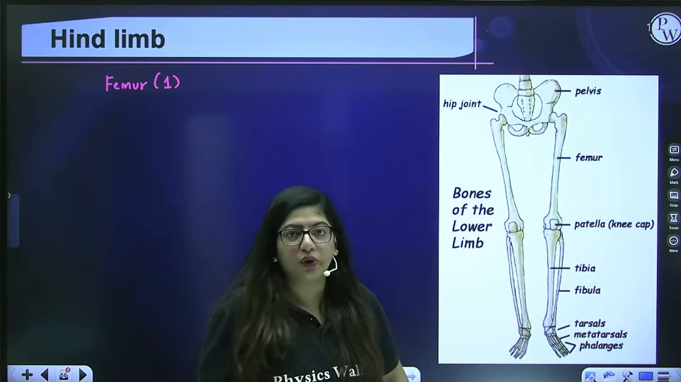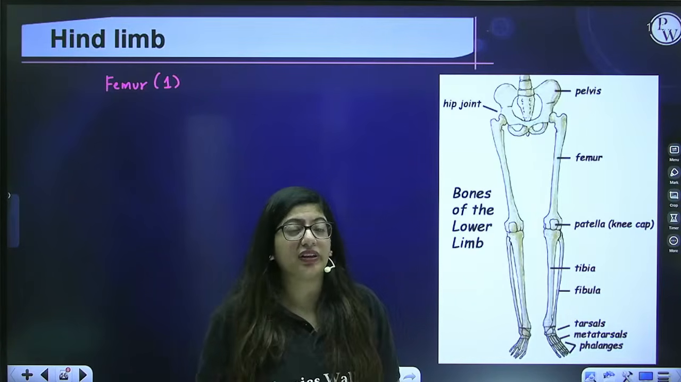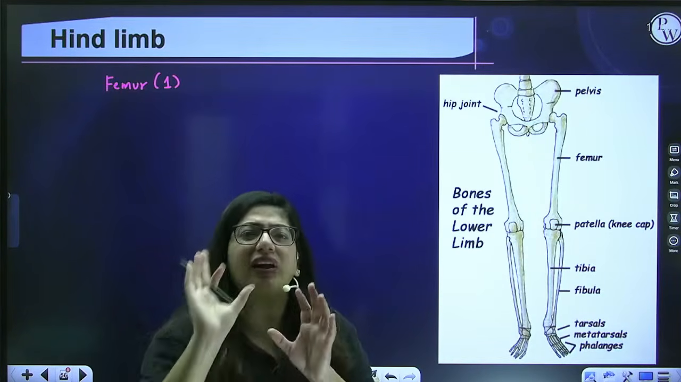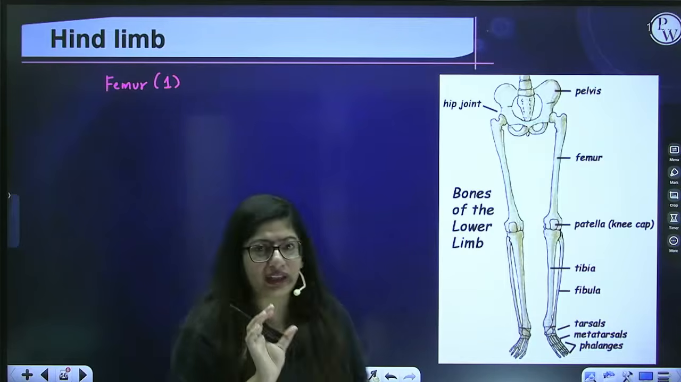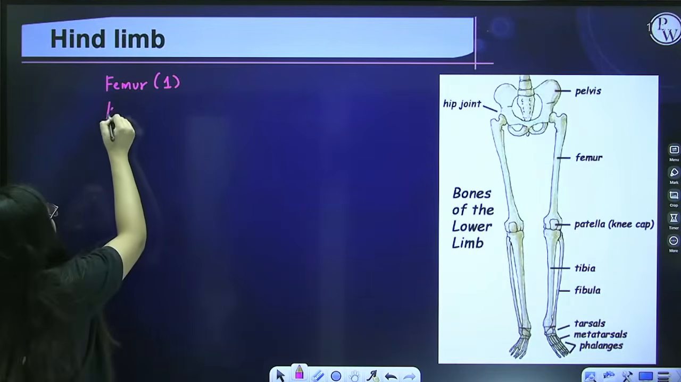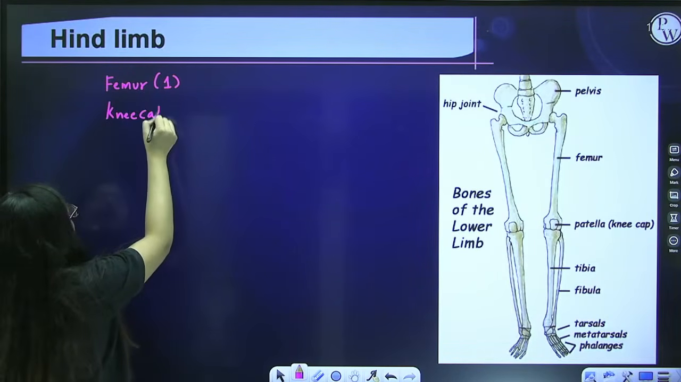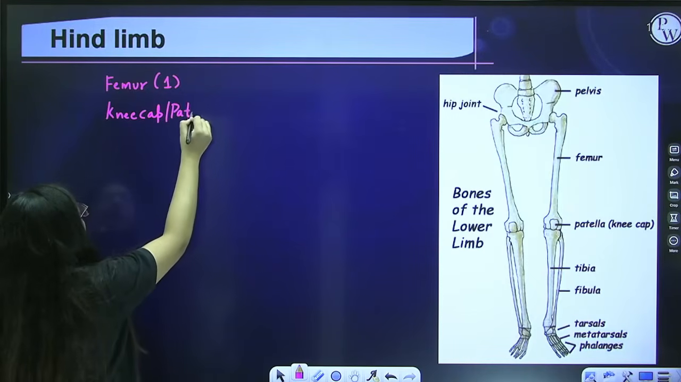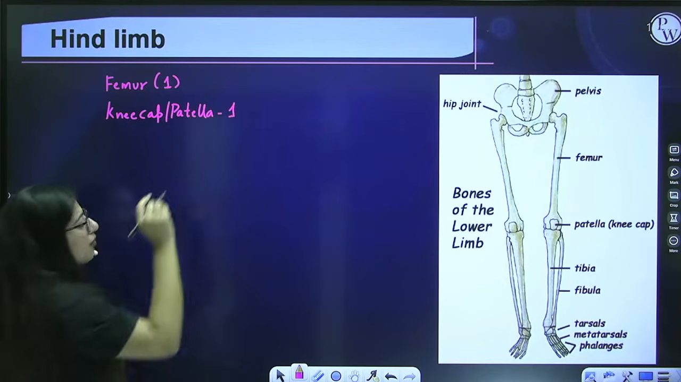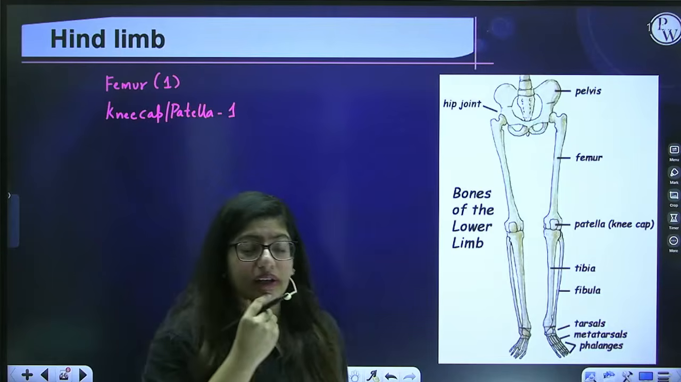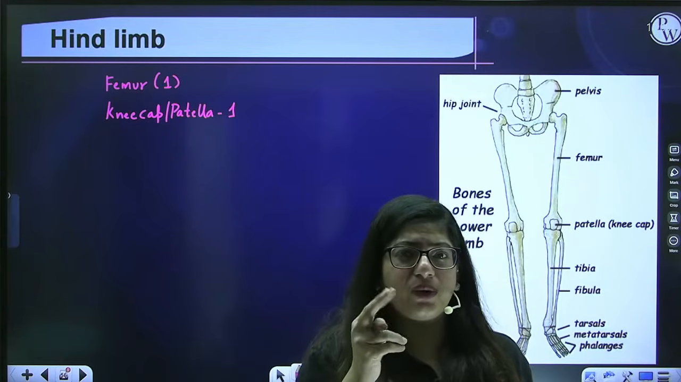Then downside, what do we have? We have knee. After thigh, what do you have? Start looking at your body also. Then we have knee. In the knee, we have kneecap, also known as patella. So this was not present in the forelimb. Then bones are total 30. Where 1 is going to adjust.